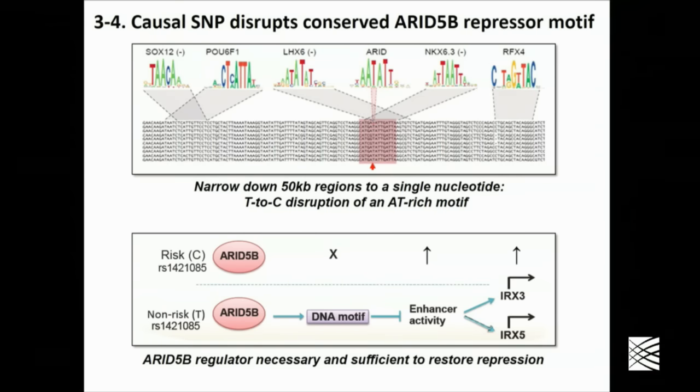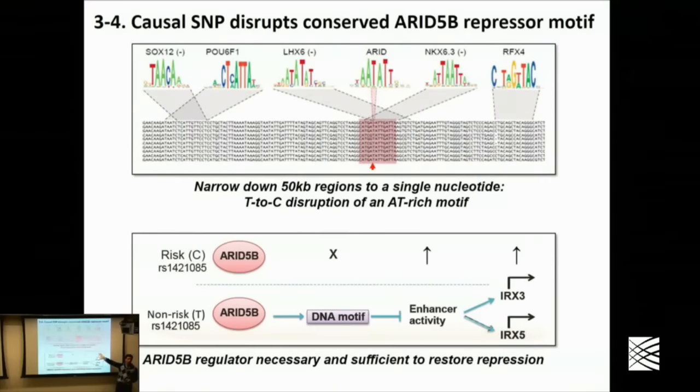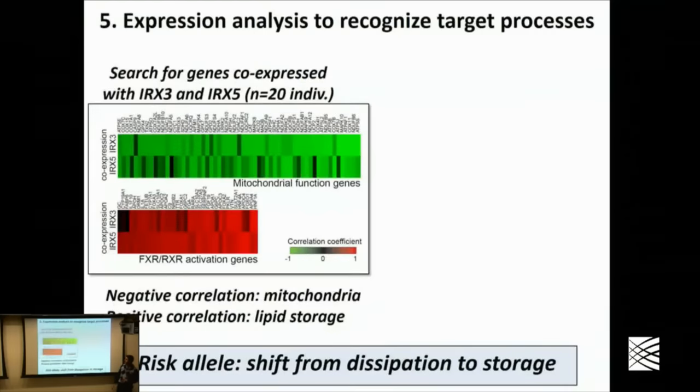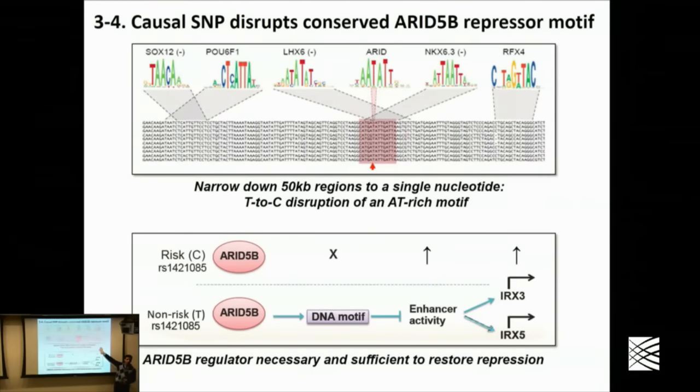Out of these 89 common variants, we are predicting that this nucleotide mutation, this T to C alteration in the risk individuals, is causing ARID5B to stop binding, stop repressing the enhancer activity, resulting in this overexpression of IRX3 and IRX5. Okay? And we did a gazillion experiments to show this at every step of the way, and they're all in the supplement. But that's number 3 and 4, the causal nucleotide and the upstream regulator.